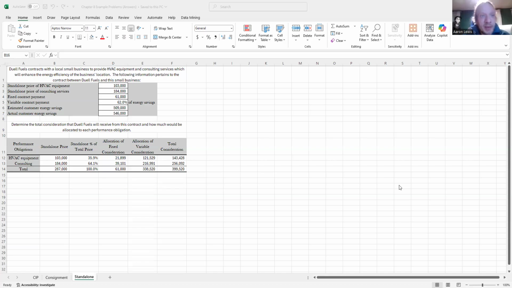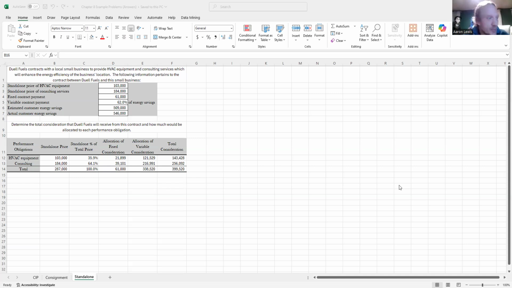In this example problem, we're going to be Dual Fuels and we are going to sell some products in a bundle, if you will. We're going to sell a local small business some HVAC equipment, so heating and air conditioning, and we're also going to give them consulting services, which should enhance the energy efficiency of their business location.